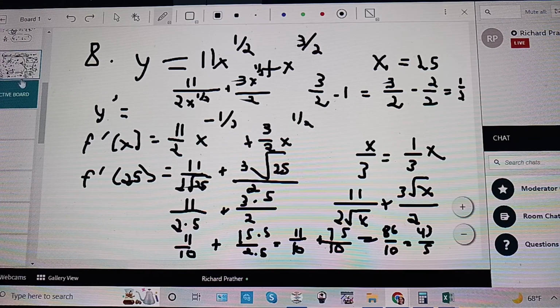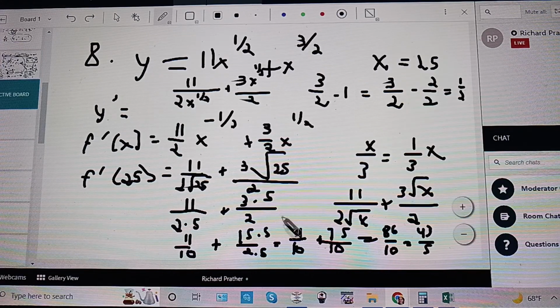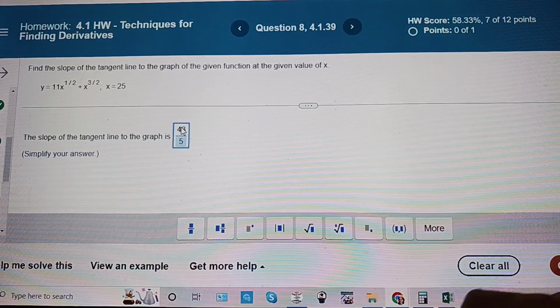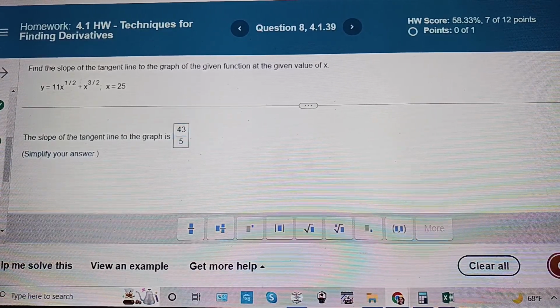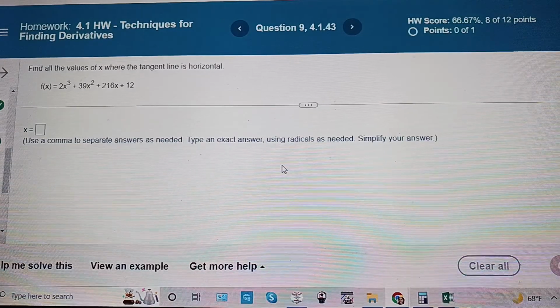This one was a lot easier here when as soon as I plugged -2 in, I could almost do it all in my head. In fact, I did do all this in my head down here. I didn't use the calculator for that part. But now it got really hard to do all this with a fraction. So 43 over 5, that's the slope of the tangent line. It's a little more than 8.6, but don't put decimals unless they ask for them.